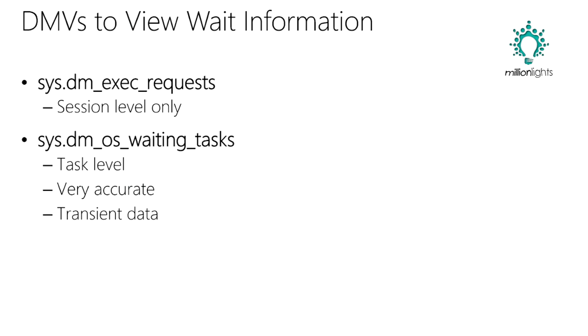It does. So it does provide a bit of information there, but what we're really interested in is working at this task level. And this is where we would use sys.dm_os_waiting_tasks to find out exactly who's currently waiting for something. Okay. So I've said that this is very accurate because it's a live view on who's waiting for what at the time that you select from this DMV.